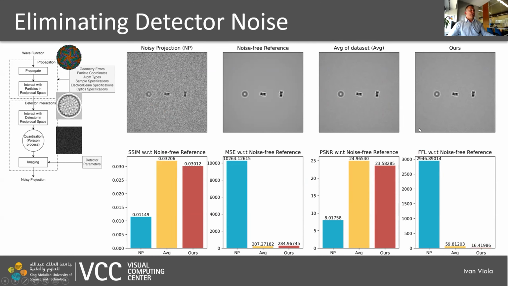And in case we do not know the ground truth, if we have real data, the averaging is out of the question to be used, while in our case, we can still use our optimization-based approach in order to denoise real-world data. I don't want to go too much into details.